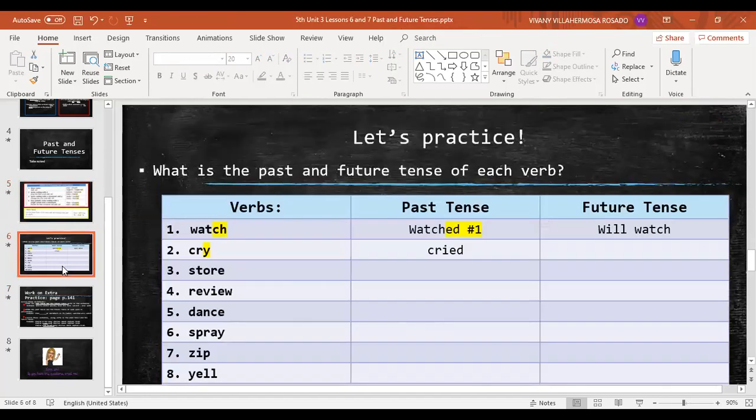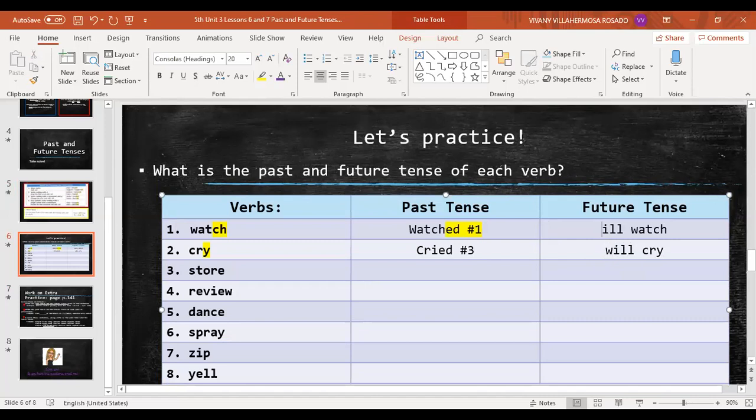And I'm checking now because I'm also working with the 6th graders, and the rules tend to change just a little bit, the numbers of them. So I don't want to confuse you guys. So it'd be rule number 3. And then for future tense, we know that we have to use the helping verb will and then use cry in its base form. Okay? I hope that you guys are with me.